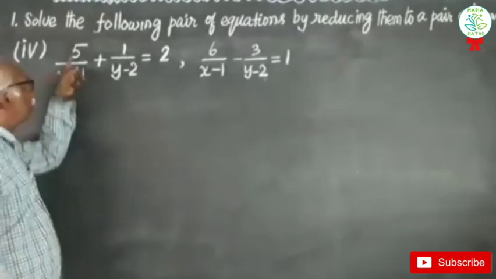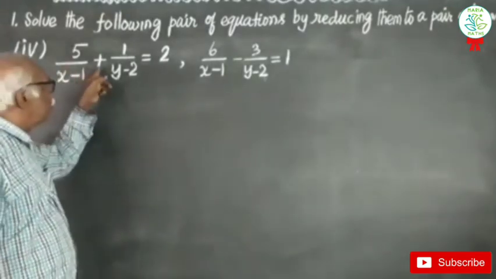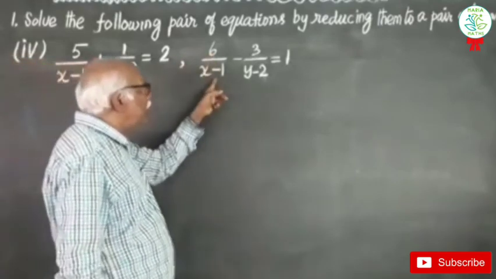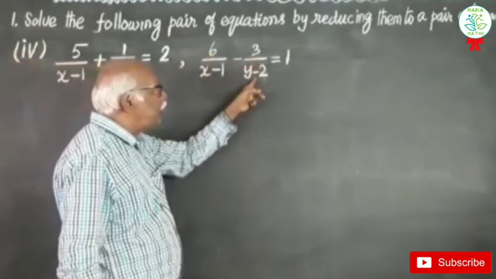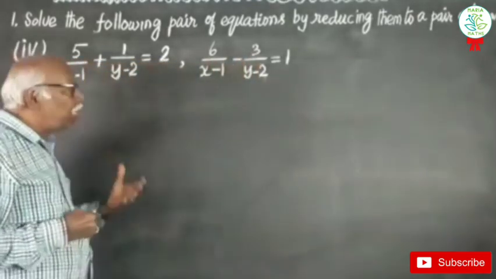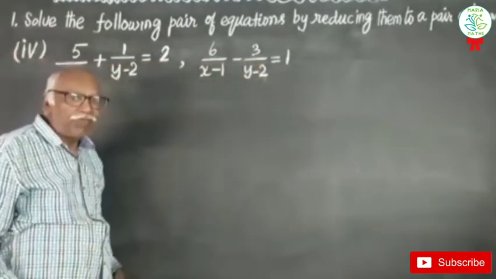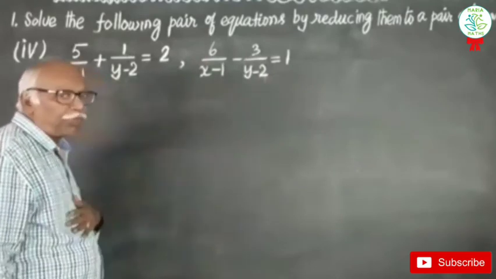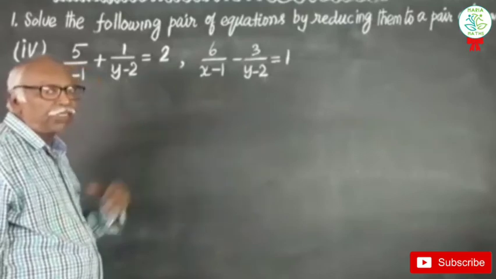Subdivision 4. 5 by x minus 1 plus 1 by y minus 2 equal to 2. 6 by x minus 1 minus 3 by y minus 2 equal to 1. It is not a pair of linear equations. We have to convert it into a pair of linear equations. To convert into a pair of linear equations, we need a proper substitution.